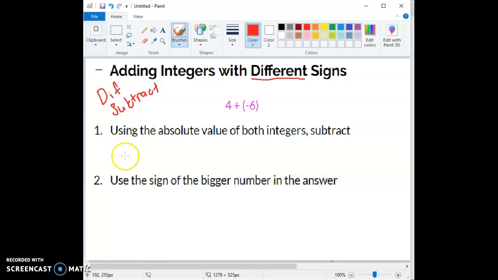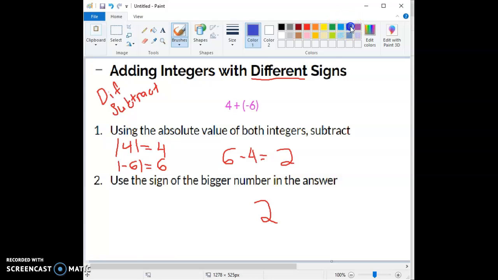Okay? So we're still finding the absolute value. The absolute value of 4 is just 4 because it's always positive. The absolute value of -6 is positive, so it's going to be 6. And I have to subtract. So I'm going to do 6 minus 4 equals 2. So I know my answer is going to have a 2 in it. I just have to decide if it's positive or negative.